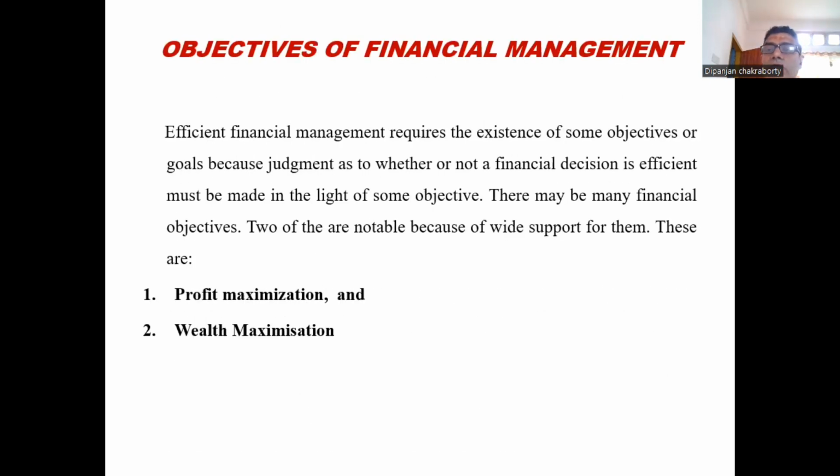Then, a very important part of financial management we are coming to, that is the objectives of financial management. Efficient financial management requires the existence of some objectives or goals, because judgment as to whether or not a financial decision is efficient must be made in the light of some objectives. There are numerous objectives of financial management, but here we are going to discuss the two important objectives. One is called profit maximization, and another is called wealth maximization.